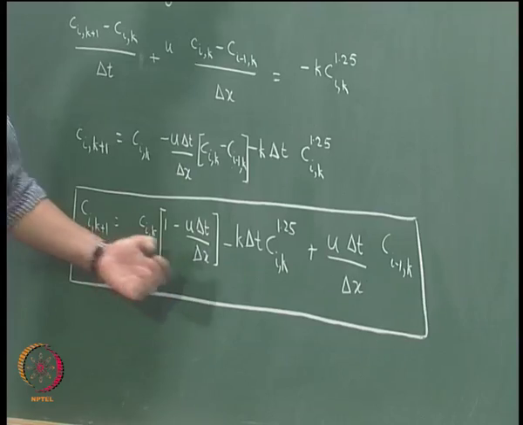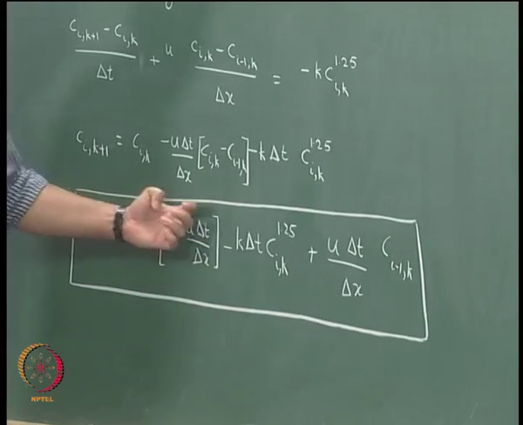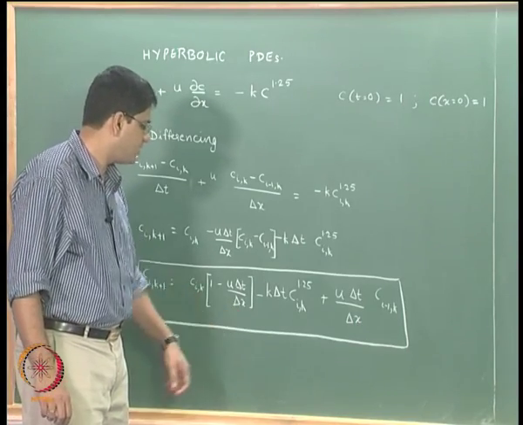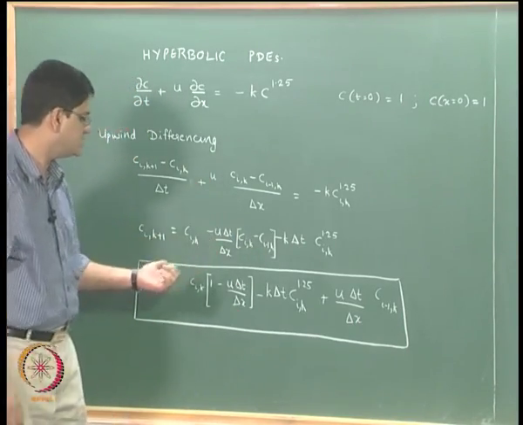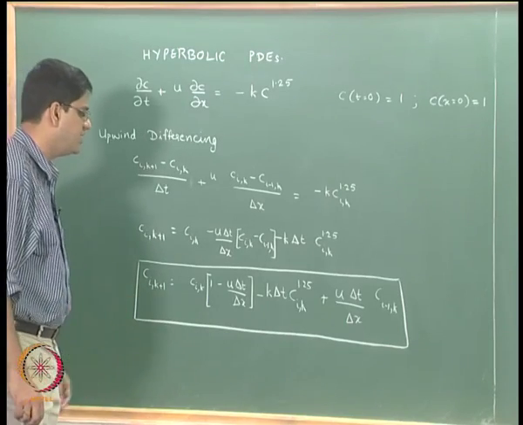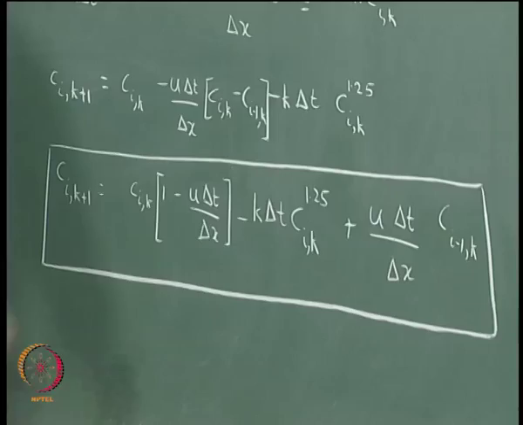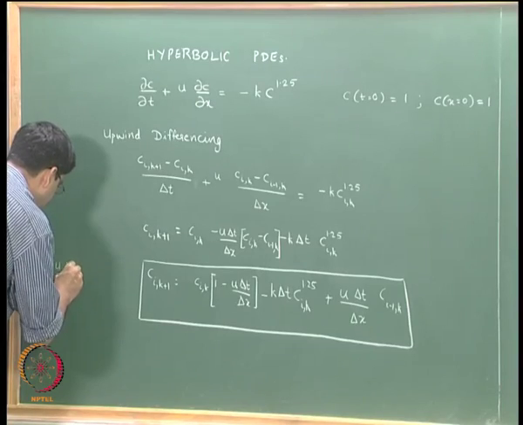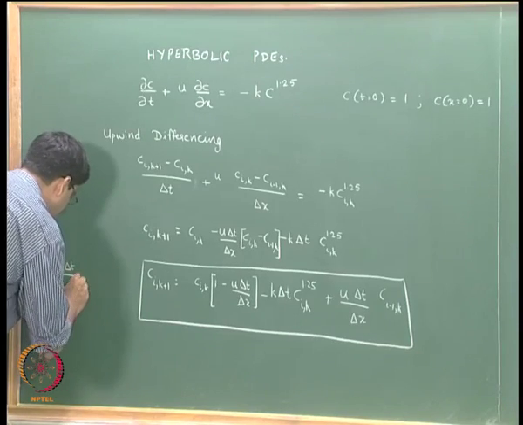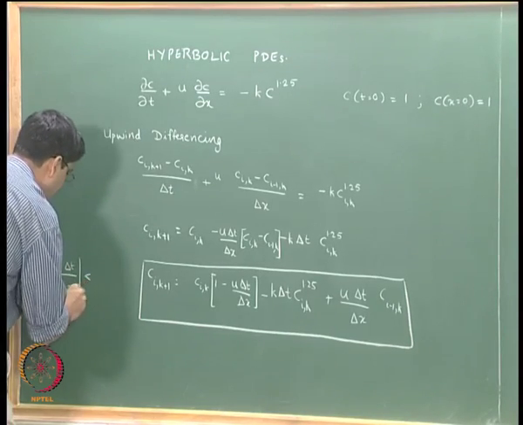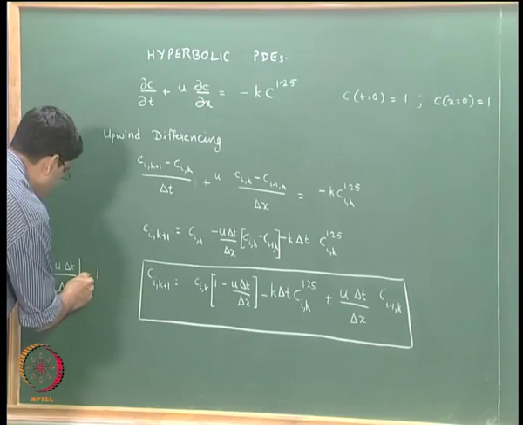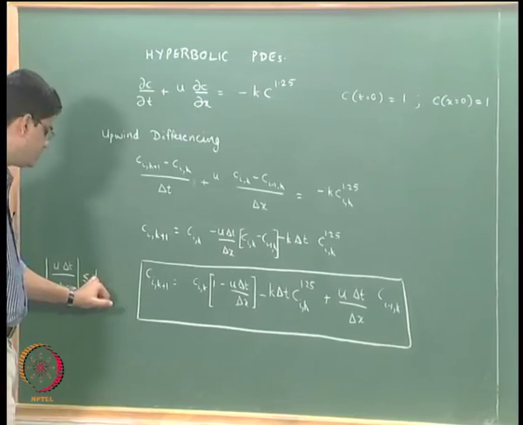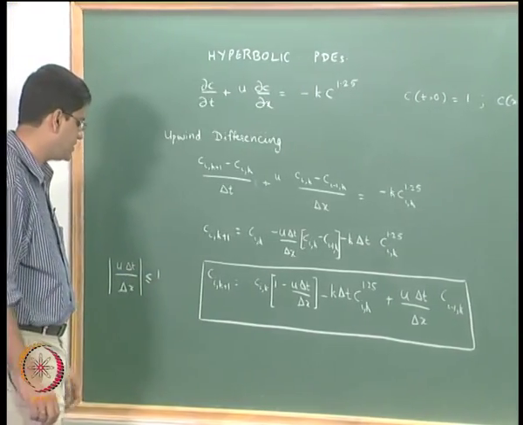Now, the stability of the upwind difference scheme depends on the value of u delta t by delta x, and as before, as we had seen in the parabolic PDEs with respect to alpha delta t by delta x squared, we need to satisfy the condition that the absolute value of u delta t by delta x should be less than or equal to 1. That is the overall condition that needs to be satisfied.